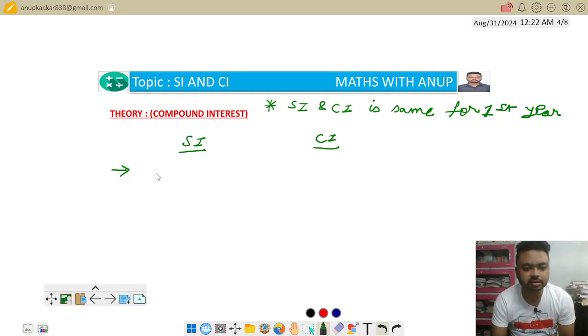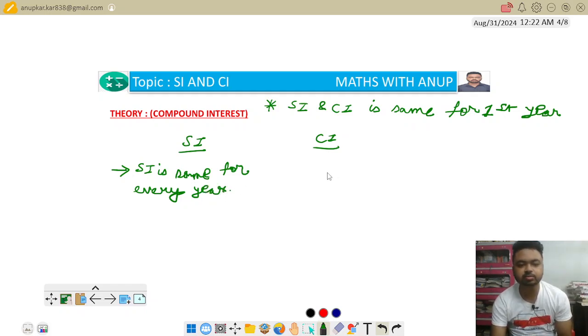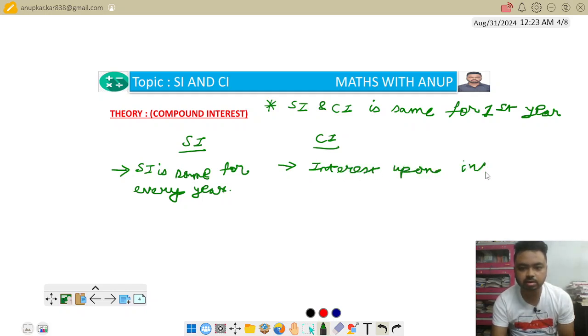Now SI is same for every year. Okay, SI is same for every year. Simple interest is same for every year, it doesn't change. And compound interest means ब्याज के ऊपर ब्याज, interest upon interest.